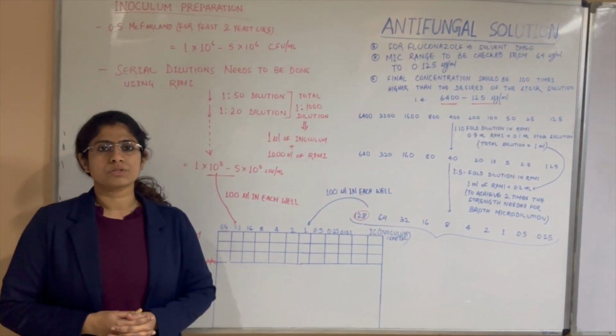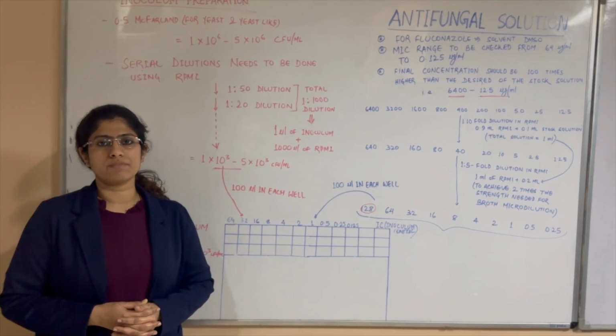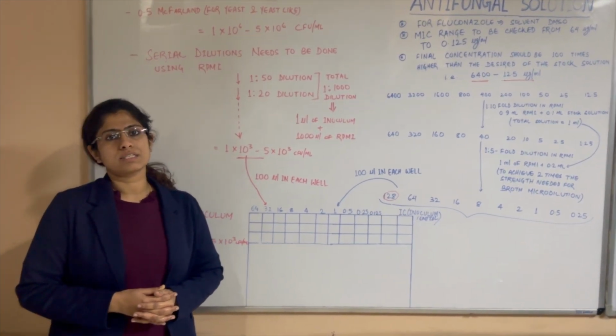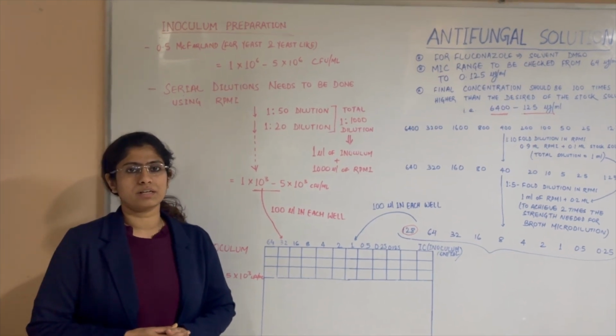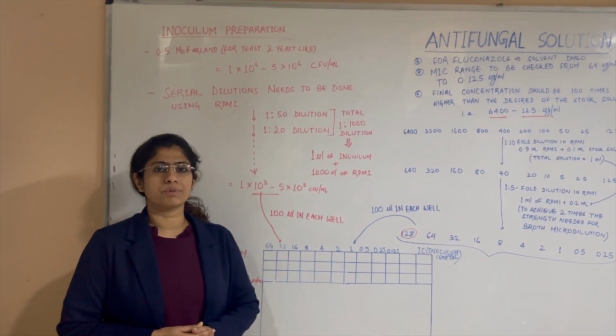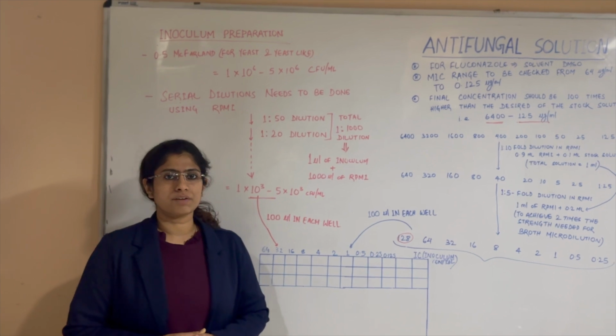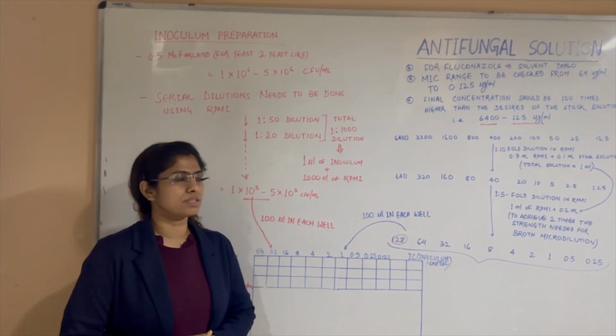microdilution method. So there are three main differences. First is in the inoculum preparation. Second difference is in the antifungal stock solution preparation and the serial dilution, and third is in the interpretation of result. So first I would start with step 1, which is inoculum preparation.